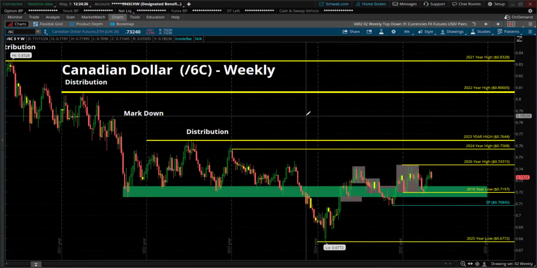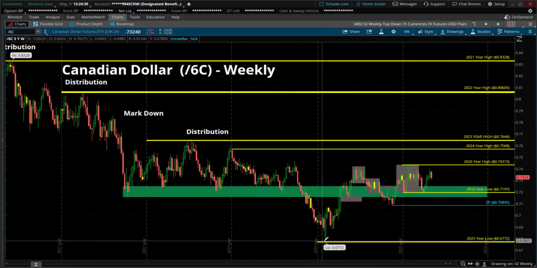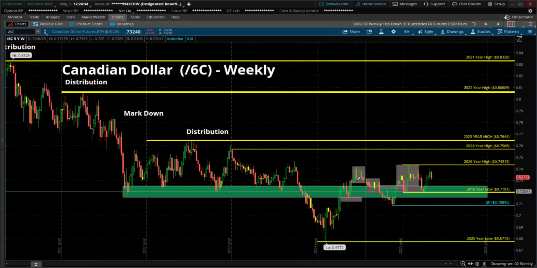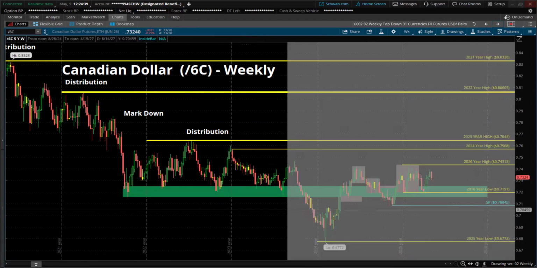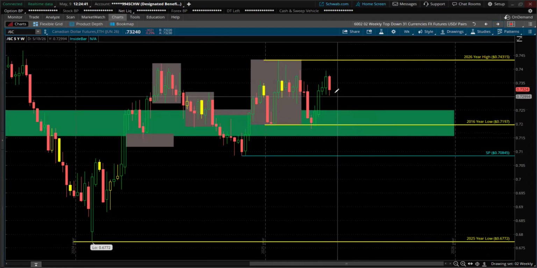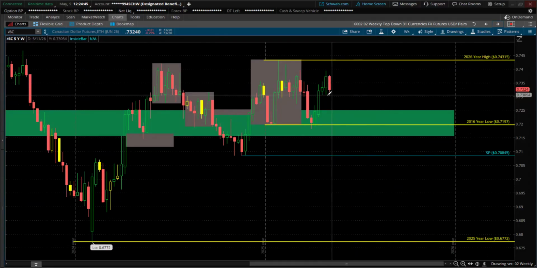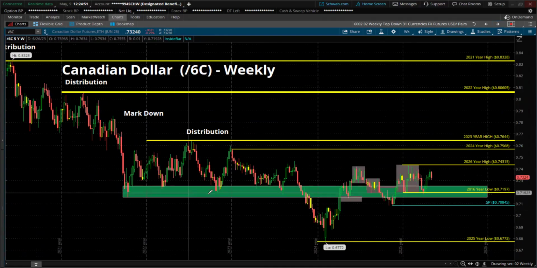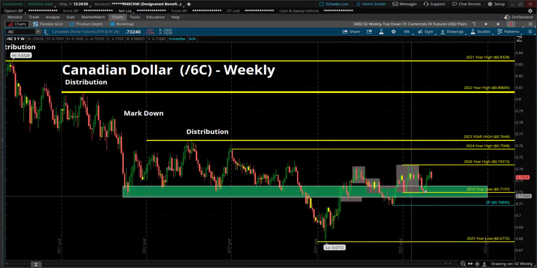Canadian dollar. Top left, the high of the past 5 years. Down here, the low of the past 5 years. Big consolidation since the middle of last year. Did make a lower high, lower low, closing red this prior week. The trend reversed. The trend is back down now, going down. This big green level this year has been acting as a demand zone.